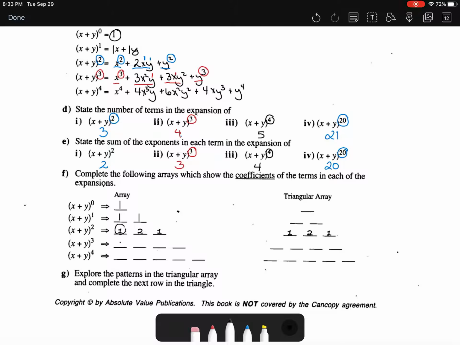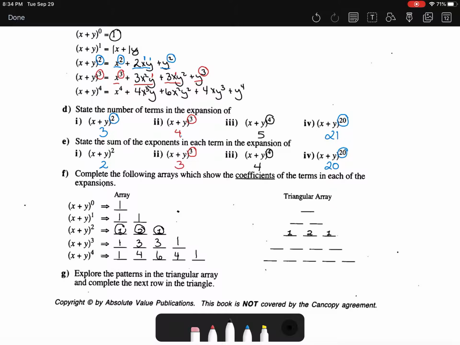For (x + y)², 1 x squared, 2 xy, 1 y squared. So that's the pattern we're following here. (x + y)³, there's a 1 in front of the x cubed, 3 in front of the x squared y, 3 in front of the xy squared, and then a 1 in front of the y cubed. And for (x + y) to the exponent of 4, you'll see there's a 1 in front of the x to the exponent of 4, 4 in front of the x cubed y, 6 in front of the x squared y squared, 4 again in front of xy cubed, and then 1 in front of the y to the exponent of 4.